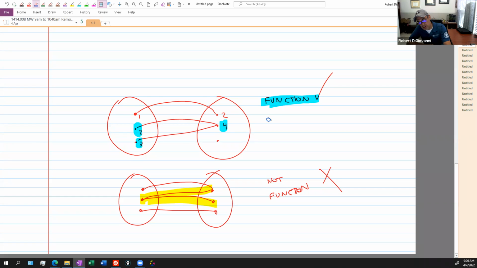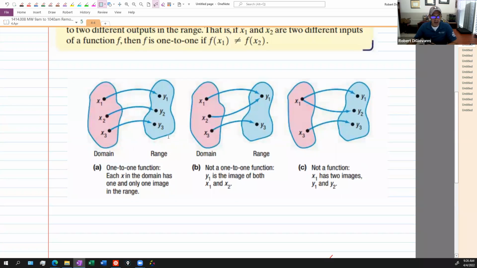Okay, so this is not one-to-one. I'm going to write 1-1 instead of one-to-one from here on out. It's not one-to-one because you had two different inputs, right? We could call them x1 and x2, and they both came out to the same place. f of x1 was the same as f of x2. They were equal to each other. Not good, not one-to-one.